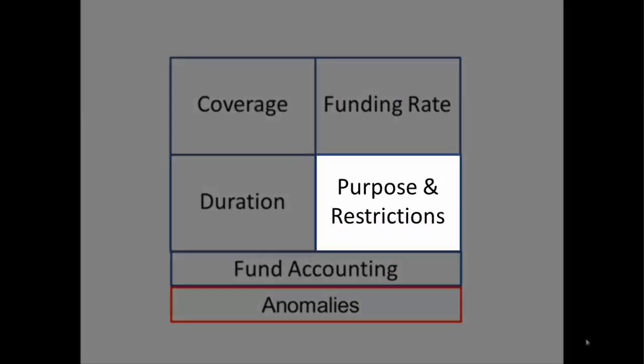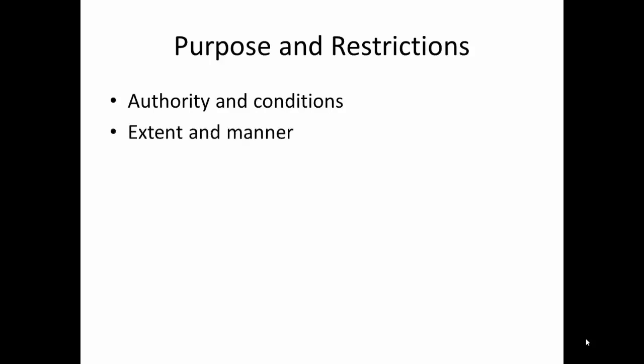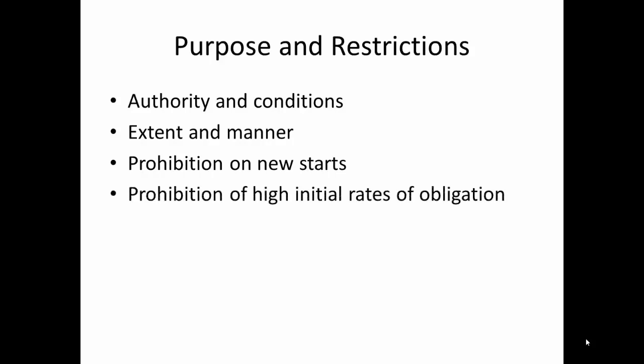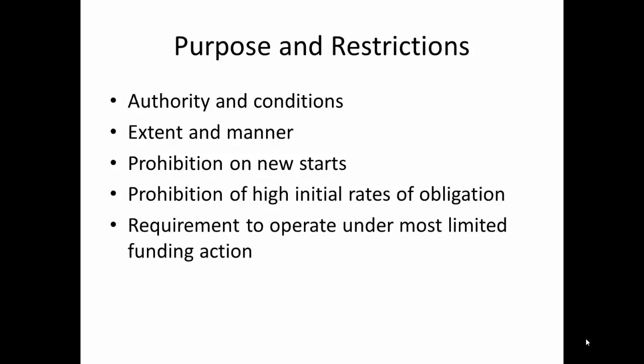Purpose and restrictions. The purpose and restrictions building block establishes the rules we have to follow in spending the funds appropriated by the CR. It's made up of 6 basic sections: authority and conditions, extent and manner, a prohibition on new starts, a prohibition of high initial rates of obligation, a requirement to operate under the most limited funding action, and a flexibility to avoid furloughs. Let's take a look at these provisions.